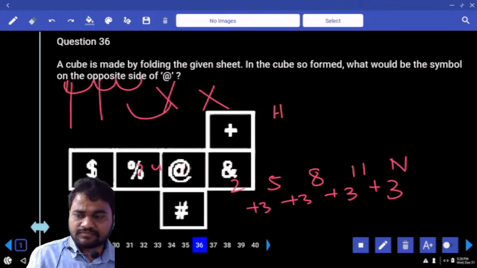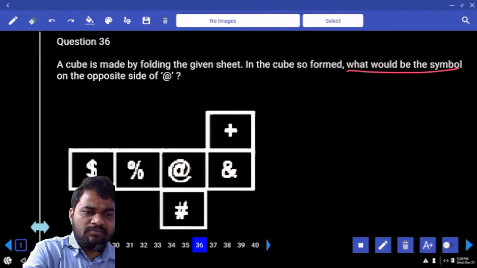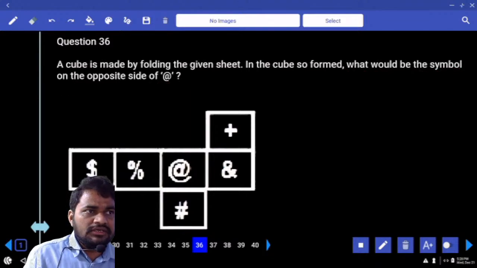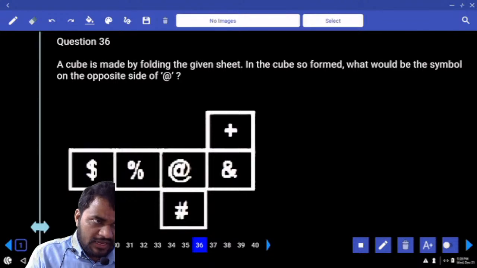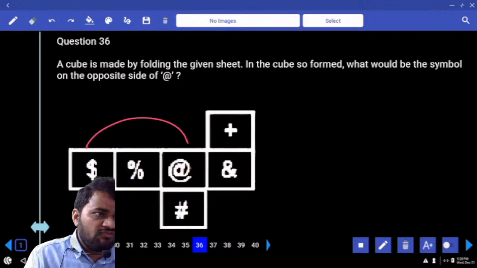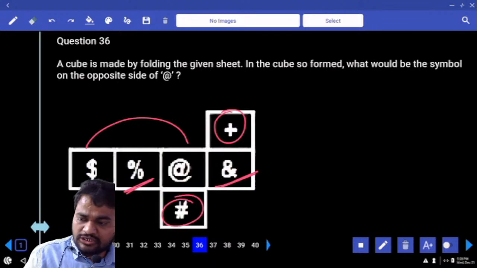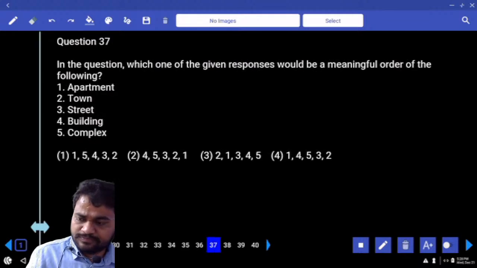Next, here what would be the symbol on the opposite side of @? Generally every alternate place is called the opposite place. Alternate is dollar, so opposite will be dollar. Percentage opposite will be and, plus opposite will be hash. So the opposite is dollar, which is there in option 2.